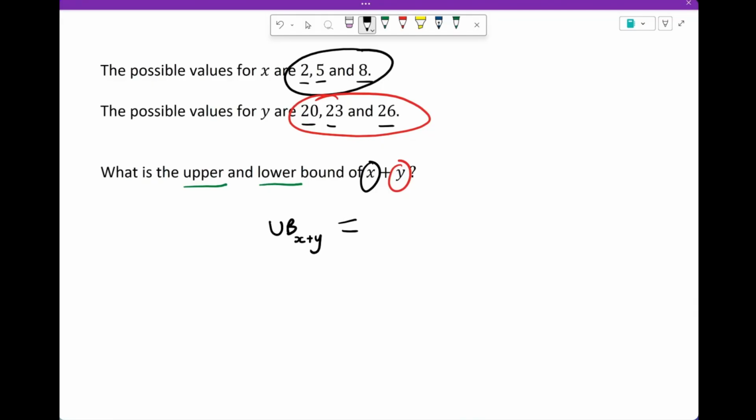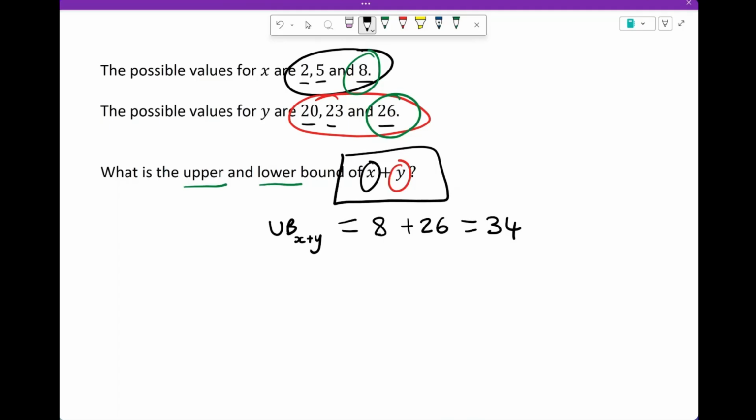So I need to pick a number for x and a number for y. Now, given that this is addition, if you want the largest answer out of an addition calculation, well, you want the numbers in the addition calculation to be as large as possible. Therefore, for my x, I want to use 8, which is the biggest possible value. And then for my y, I want to use 26, which is the biggest possible value. So we would have 8 plus 26, and that is equal to 34. So that would be our upper bound of the x plus y.